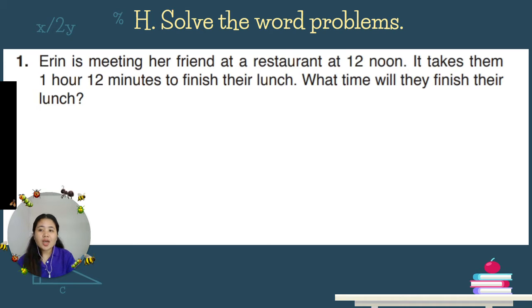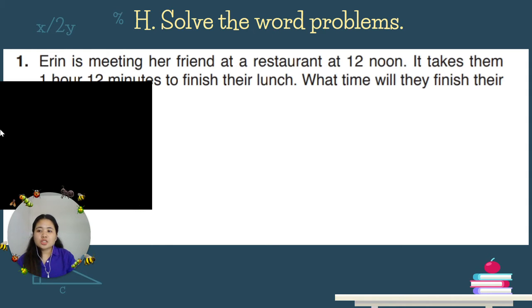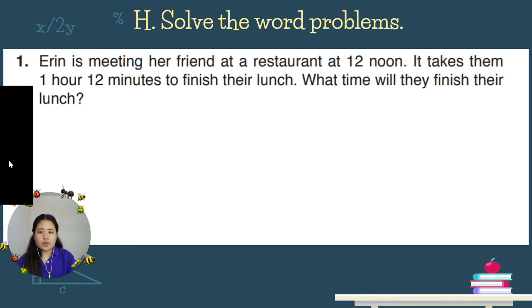Okay, again. Erin is meeting her friend at a restaurant at 12 noon. It takes them 1 hour, 12 minutes to finish their lunch. What time will they finish their lunch? Let's solve for this one. Meeting her friend at a restaurant at 12 noon will be the start time. Next, it takes them 1 hour, 12 minutes. So the 1 hour and 12 minutes is the duration, or how long. So what do we solve? Start time, how long, so that is the end time. We have to solve for the end time.